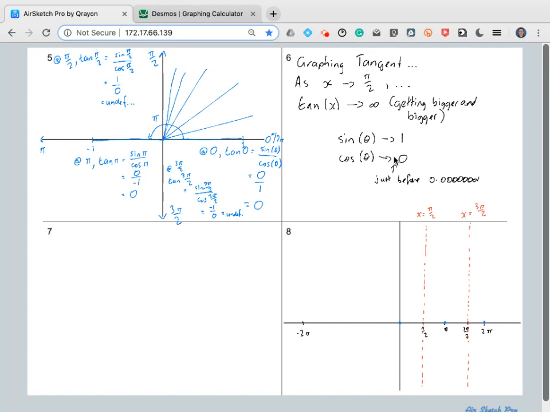And 1 over a really small value is a massive value. 1 over a really tiny fraction. So 1 over a millionth is a million. 1 over a trillionth is a trillion, etc. So we're getting bigger and bigger numbers as the angle approaches pi on 2. So what does that mean? That means that from 0 to pi on 2, we have this kind of approach.